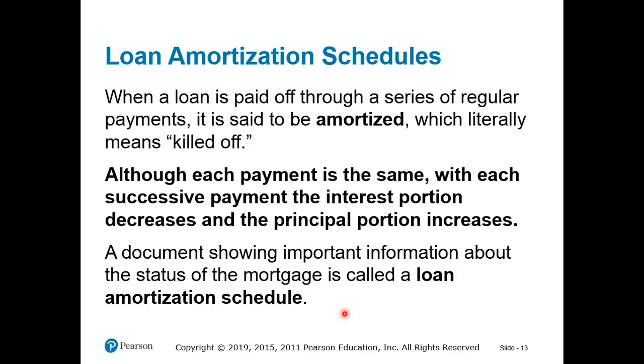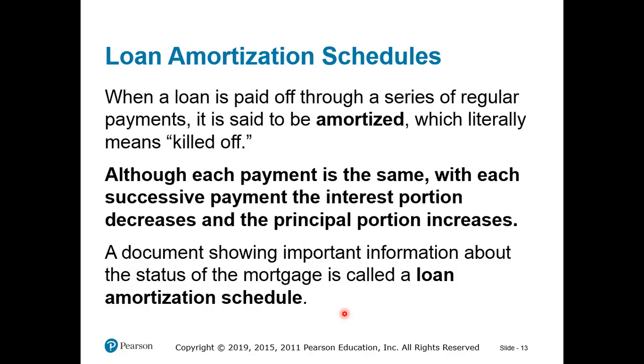So what happens is at the very beginning of a loan, the vast majority of your payment every month is virtually all interest and a little bit of principal. So you're not paying down very much of the loan at the beginning. But as time goes on, every time you make a payment, you pay a little bit more principal. So the amount of the payment going towards interest decreases over time, and therefore the amount going towards principal increases over time.